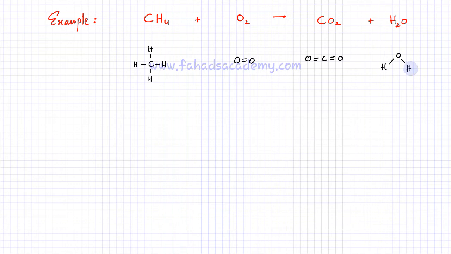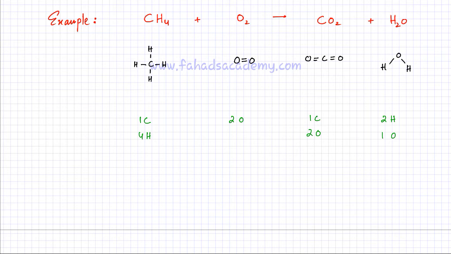Now I'm going to count the number of atoms in my reactants and in my products. On the left hand side I have one carbon atom and 4 hydrogen atoms. O2 is my other reactant, so there are two oxygen atoms. Then you have carbon dioxide in your product, so you have one carbon and 2 oxygen atoms. And H2O is your other product, so that has 2 hydrogens and 1 oxygen atom.